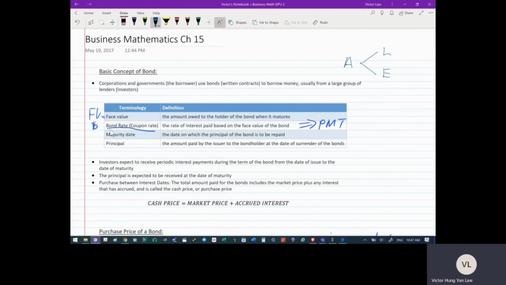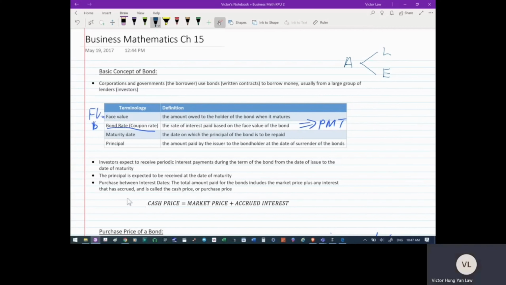The next terminology is your bond rate or coupon rate. The bond rate is denoted as B, and that's the rate of interest paid based on the face value of the bond. So we use the bond rate to help us calculate the PMT, the payment amount.